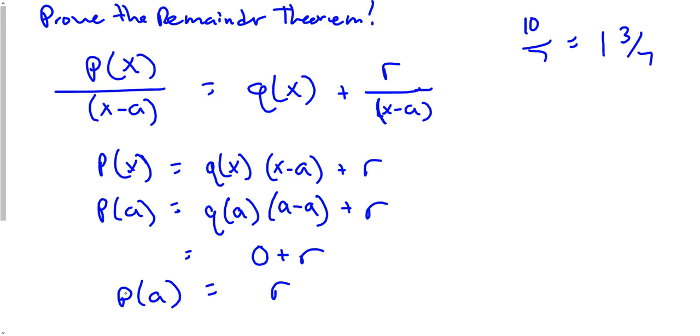So what this is saying is that if I plug that A in for X, I get the same number as what the remainder is. How fancy is that? And there's your proof. There's your first kind of algebra proof.